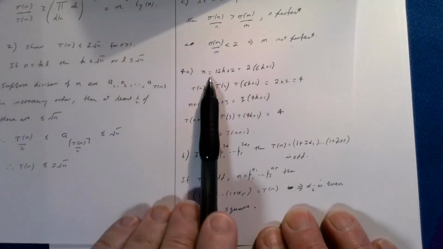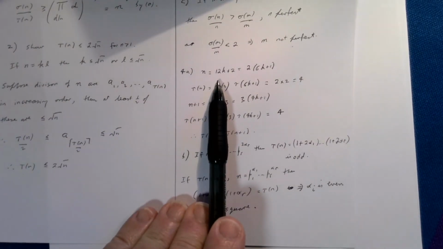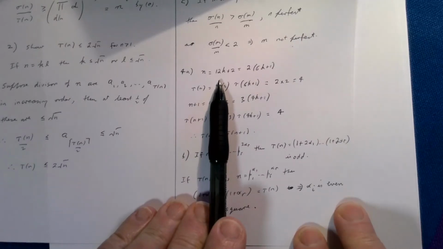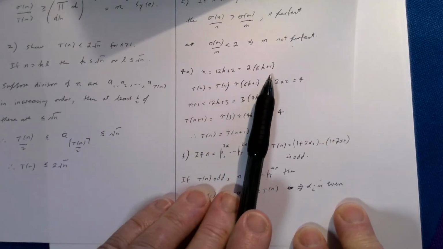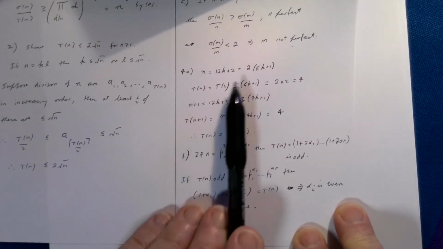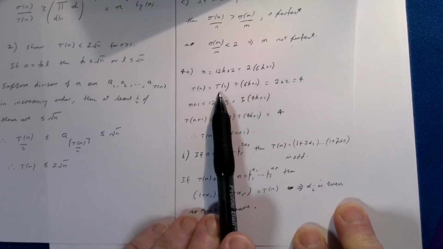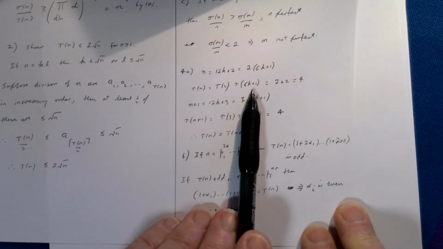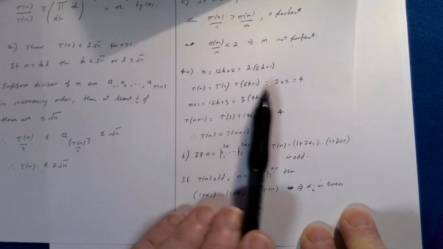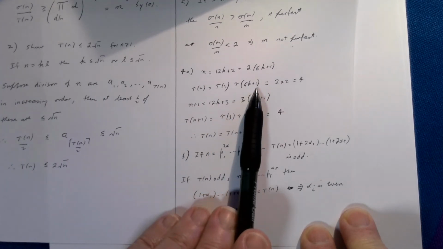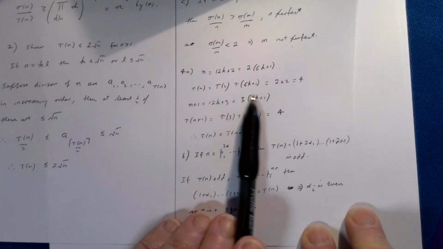So firstly, if n has this shape, it's 12k plus 2, and I can factor a 2 out of that. So Tor of n then is just, these are relatively prime, so Tor of 2 times Tor of 6k plus 1. Now Tor of 2 is 2. This number was assumed to be prime, so it's only got 2 factors, so that's equal to 4.